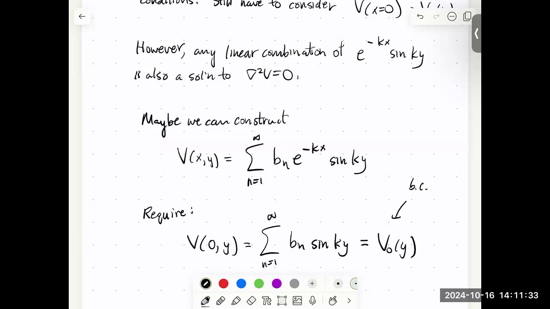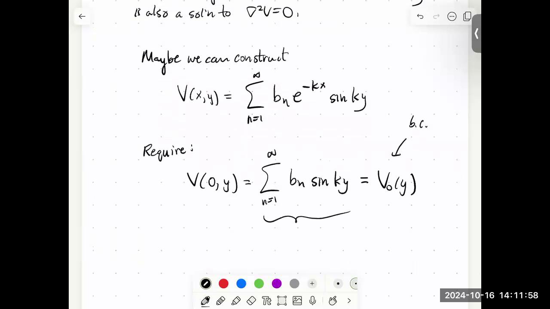What does this look like? Does this remind you of something? Fourier series. Fourier series is great, right? Because I can take a bunch of sine functions of different frequencies and add them up, and I can construct whatever function I want as long as it lives on the same domain of the sine kx, right? So this is exactly a Fourier series.